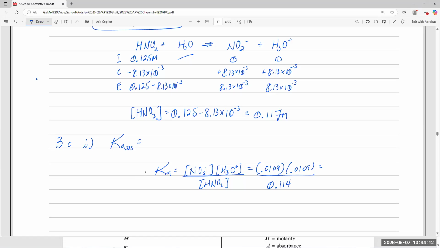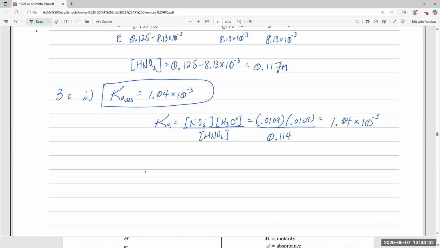That gives me a value of, I need to do sig figs, right? 3 sig figs. I'm going to call it 1.04 times 10 to the minus 3 as our Ka. Okay, so 1.04 times 10 to the minus 3 is my Ka.